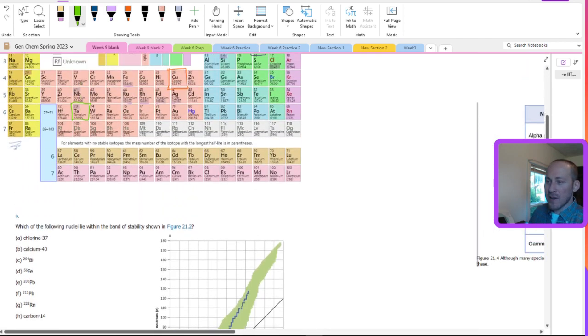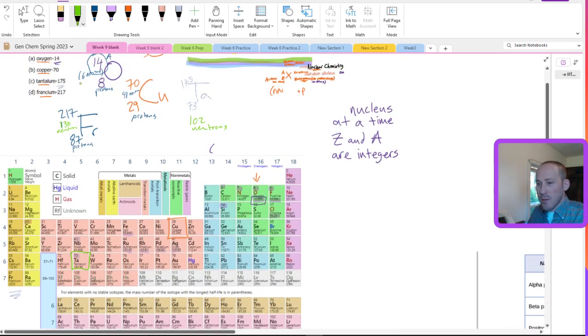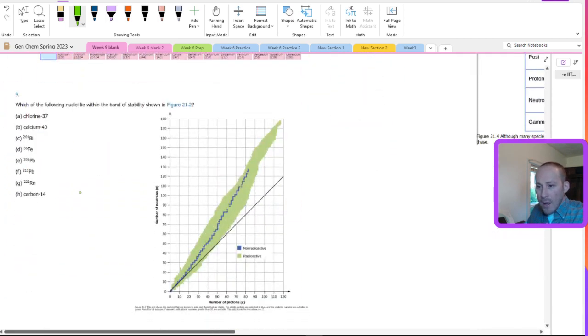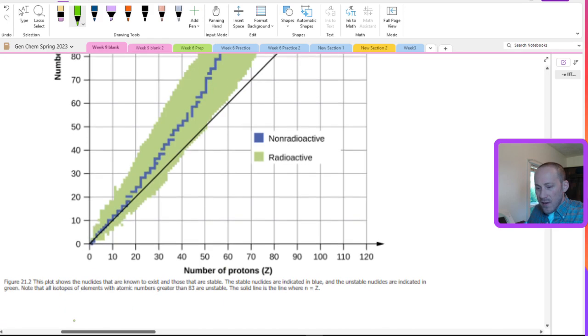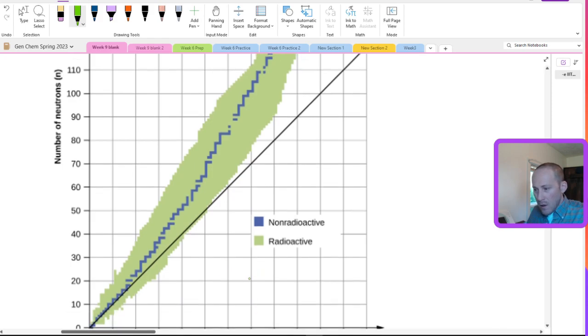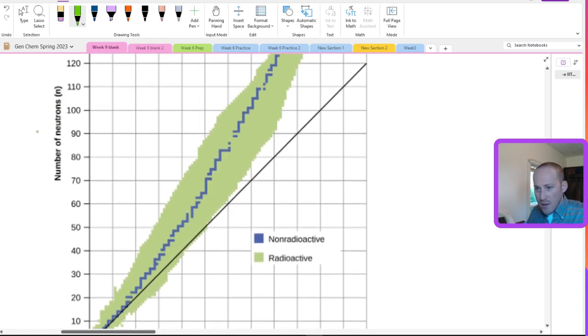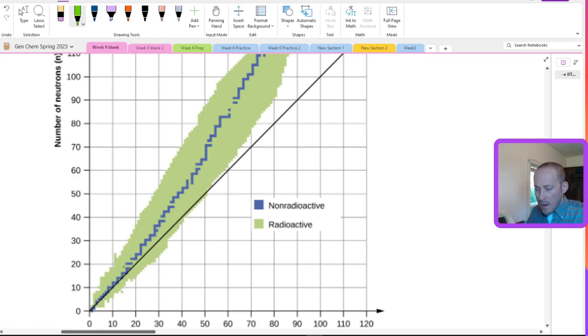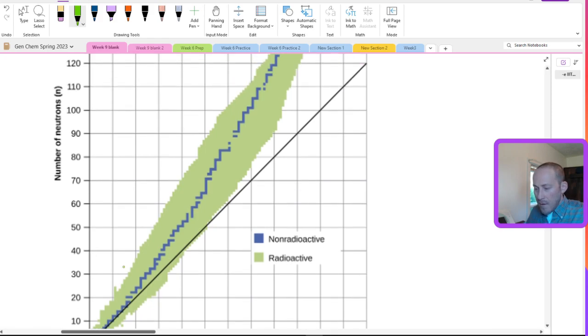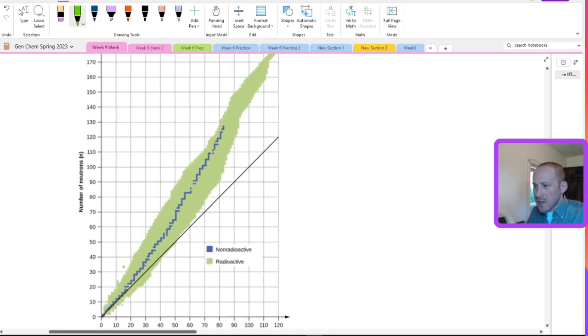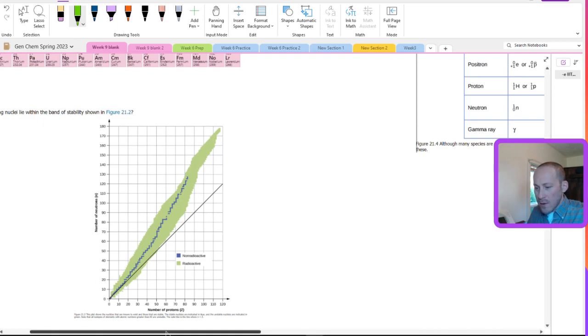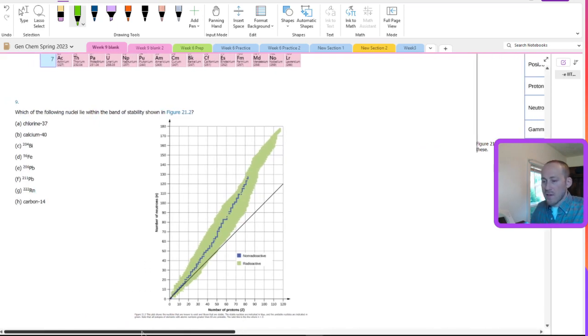So there was nuclide notation using the periodic table. Here's the cool thing, the band of stability, figure 21.2 in the book. We see that there's a ratio of protons to neutrons that influences how stable an isotope, or a particular version of a nucleus, might be.